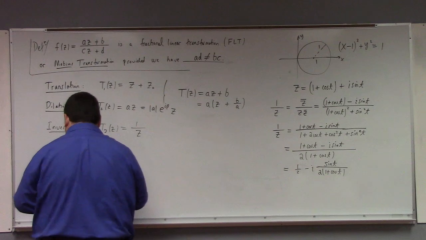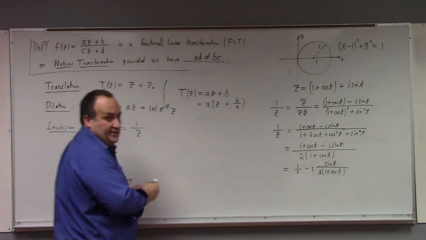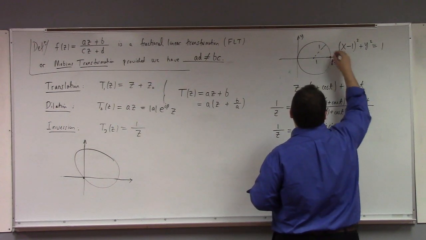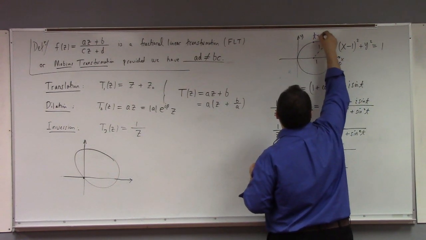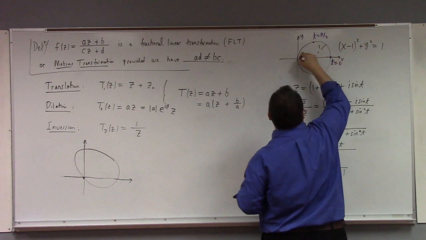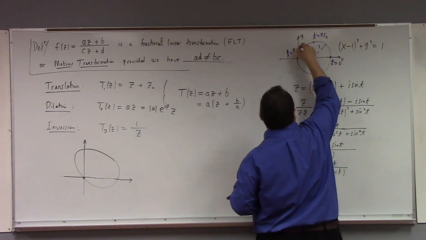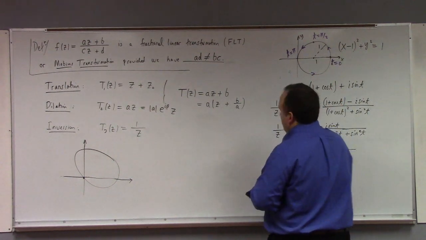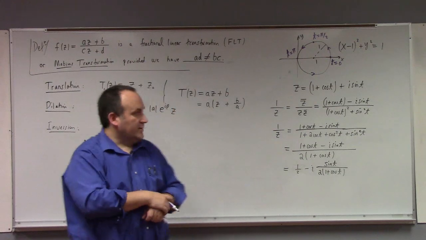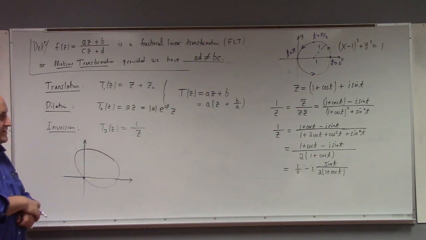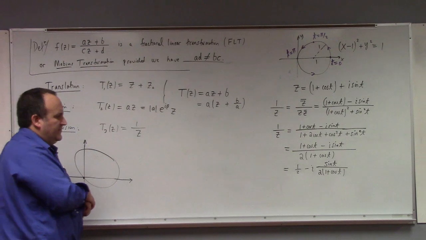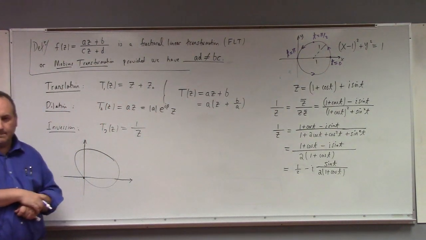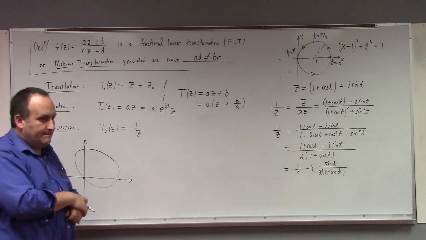So let me keep track of where things are. This would be t equals 0 in my parameterization. Here's t equals pi over 2. This guy's t equals pi, and so forth. So we've got this counterclockwise. And so what happens with pi? Goes to 1/2.